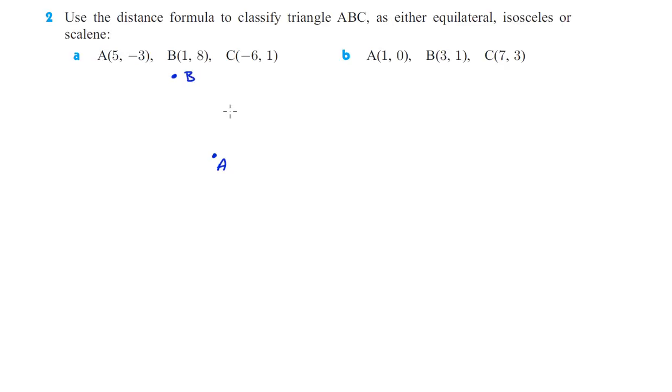And honestly, it doesn't really matter where you put these points. It's just a visual. 5, negative 3 is A. B is 1, 8. And then C is negative 6 and 1. So we'll put that one over here. We'll do C is negative 6 and 1. And what we're going to try to do is find each of these lengths here. So we'll do these all in different colors to hopefully make this a little bit easier to understand.